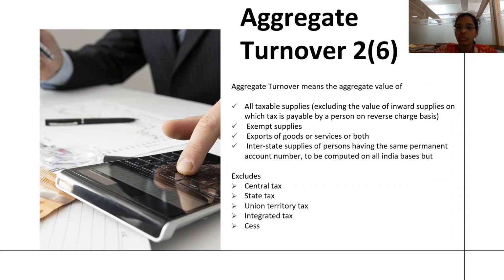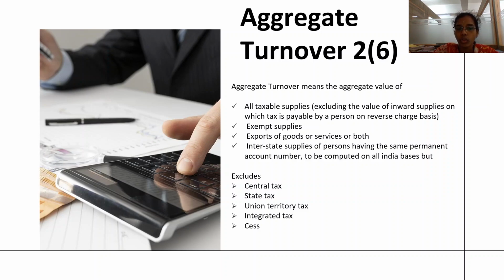The aggregate turnover means the aggregate value. It includes what all should be included in calculating aggregate turnover. All the taxable supplies, excluding the value of inward supplies on which tax is payable by a person on reverse charge basis. So we'll exclude the inward supplies on which the reverse charge is applicable. Other than that, all the taxable supplies and all exempted supplies, export of goods or service or both, and the interstate supplies of a person having the same permanent account number, to be computed on an all India basis.